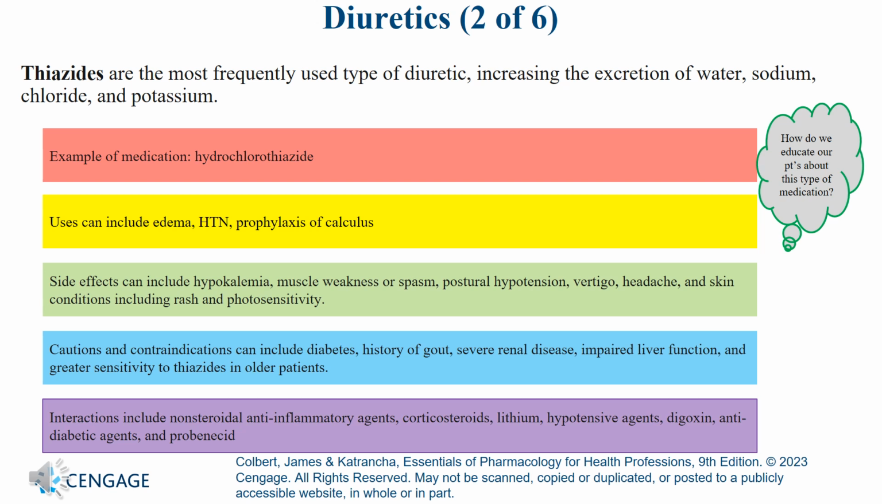Side effects can be hypokalemia, muscle weakness or spasm, postural hypotension, which means that when you're moving positions, your blood pressure drops, vertigo, headache, and skin conditions, including it could be rash, and you can have photosensitivity. Your cautions and contraindications can include diabetes. You can have a history of gout, severe renal disease, impaired liver function, and greater sensitivity to thiazides can happen in older patients.